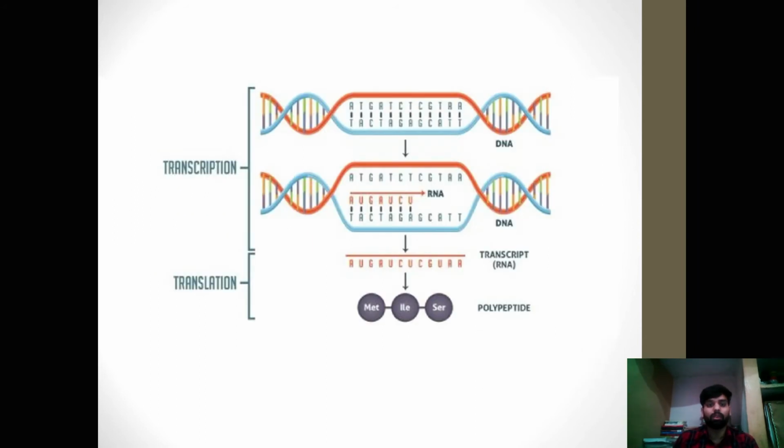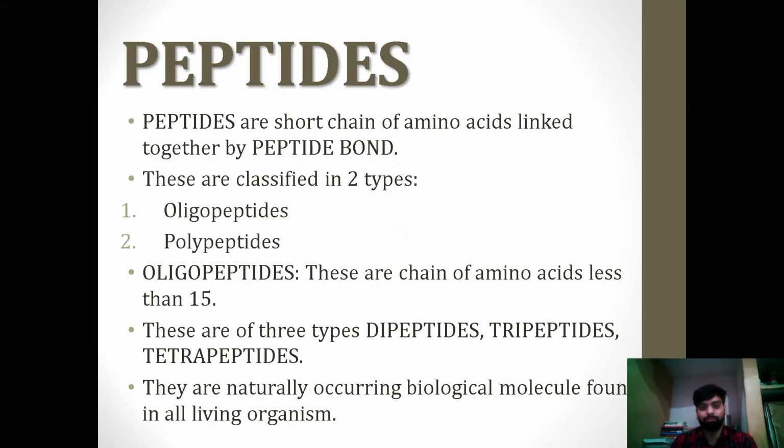Now we can see that in transcription we form the mRNA from the DNA molecule. Only one strand will participate, and the formation of mRNA will take place, and from this mRNA transcript we will form the polypeptide chain that will act as a protein molecule. Now we will talk about peptides. Peptides are short chains of amino acids that are linked together by a peptide bond.